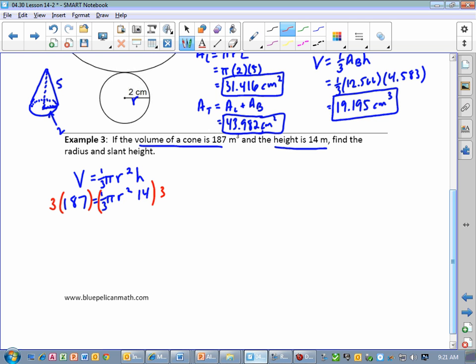Okay. How do we get rid of this pi? So what's the operation here? Between pi and r squared, what's happening? Okay, so what's the opposite of that? Okay, so we're going to divide both sides by pi. Okay. How do we get rid of the 14? Again, what's the operation? So how do we get rid of multiplication? Okay, so divide by 14 pi. And then we have a square. How do we get rid of a square? So square root both sides.